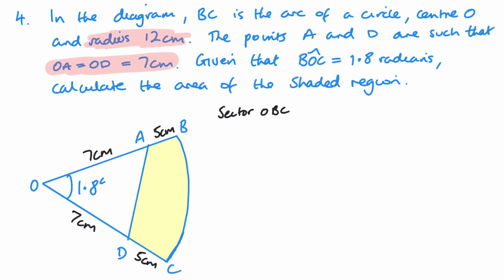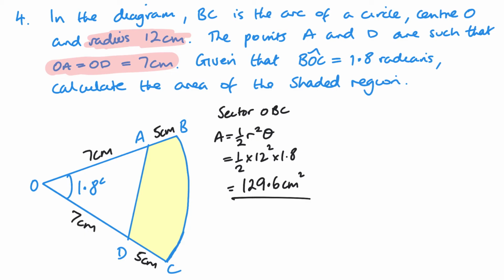OBC first. And the area of this is going to be a half R squared theta, which is a half times 12 squared times 1.8. Remember that full radius there is 12. And this gives me 129.6 centimeters squared there. Next we need to think about this triangle.